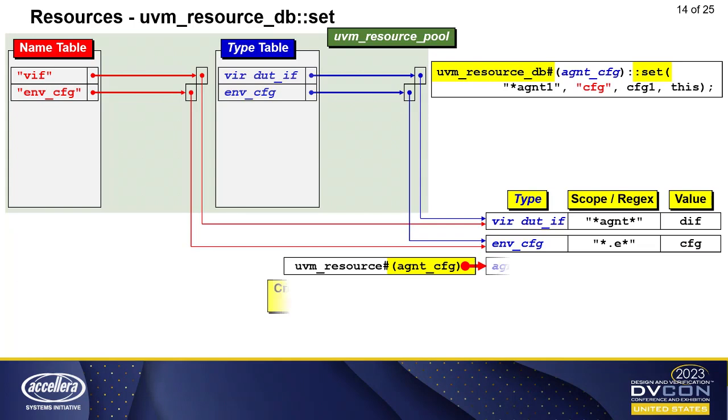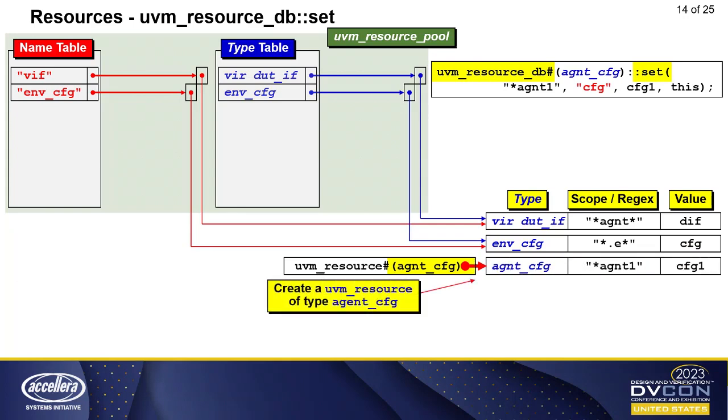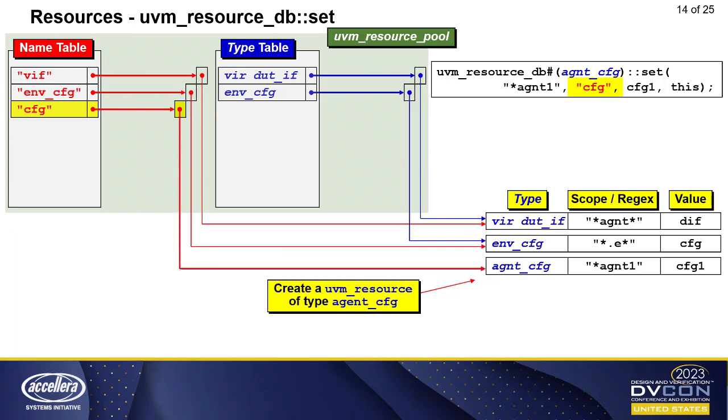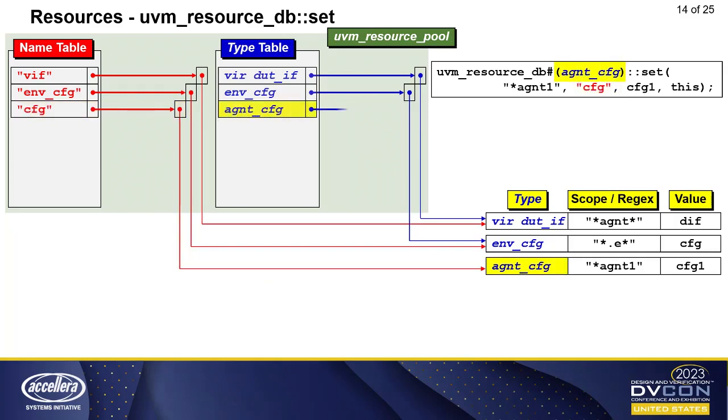Now let's use the UVM resource DB set command to create an agent config type UVM resource. The resource will store the agent config type, the star agent1 scope regular expression, and the config1 handle. This resource will be stored at the config string location in the name table, which will create a new UVM queue, and the agent config typed resource handle will be pushed onto the queue. This same resource will be stored at the agent config type location in the type table, which will create another new UVM queue, and the agent config typed resource handle will be pushed onto that queue.